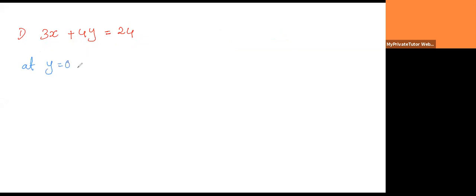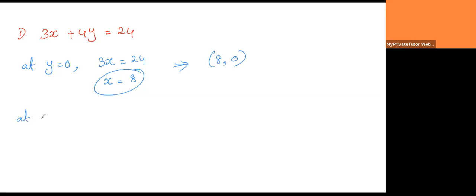For the x-intercept, set y equals 0. So 3x equals 24, and x equals 8, right guys? Yeah, 8. So what is the point, guys? 8 comma 0. I hope you guys understand.